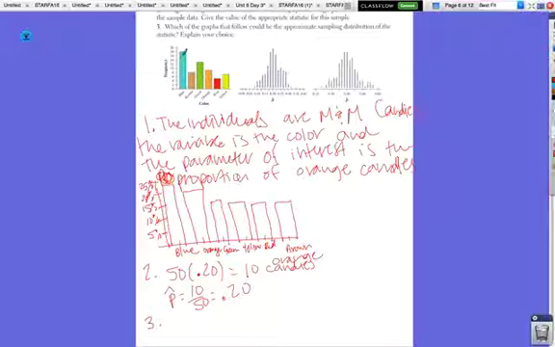So if we look at each of these, the p hat is the one that we're really worried about, so we're down to either this one or this one, and we should be looking for 0.20 to be the peak of our graph, because we are talking about orange candies. So the middle graph would be the one that could be the approximate sampling distribution of the statistic, because the p hat should be approximately at 0.20.